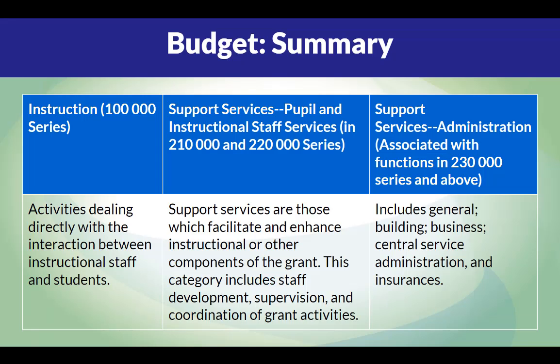The 3 WUFAR functions include 1. Instruction. Instruction expenses are those dealing directly with the interaction between instructional staff and students and/or families. 2. Support services, pupil and instructional staff services. Pupil and instructional staff services expenses are those that facilitate and enhance instructional or other components of the grant. This category includes staff development, supervision, and coordination of grant activities. And 3. Support services administration. Administration expenses include general, building, business, central services administration, and insurance expenses.